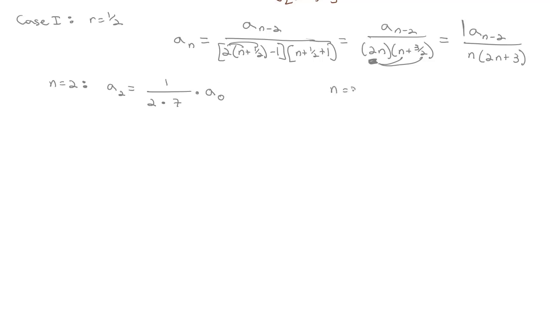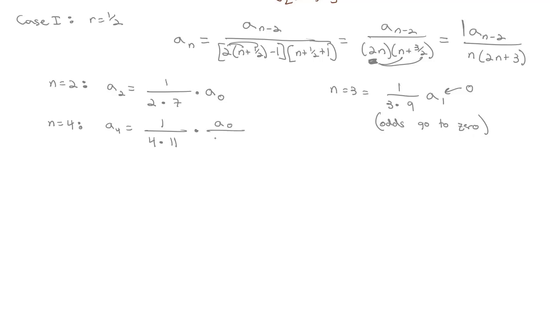Now, as expected, when we do n equals 3, we'll end up with 1 over 3 times 6 plus 3 is 9, but then we're going to multiply by a sub 1. And we said earlier that our odd terms, the c sub 1 up above, that's equal to 0. So all the odds go to 0. So we'll skip that and let's go to the next even. For n equals 4, a sub 4 is equal to 1 over n, which is 4, times 2 times 4 is 8, 8 plus 3 is 11, times the previous term, which is a sub 0 over 2 times 7.